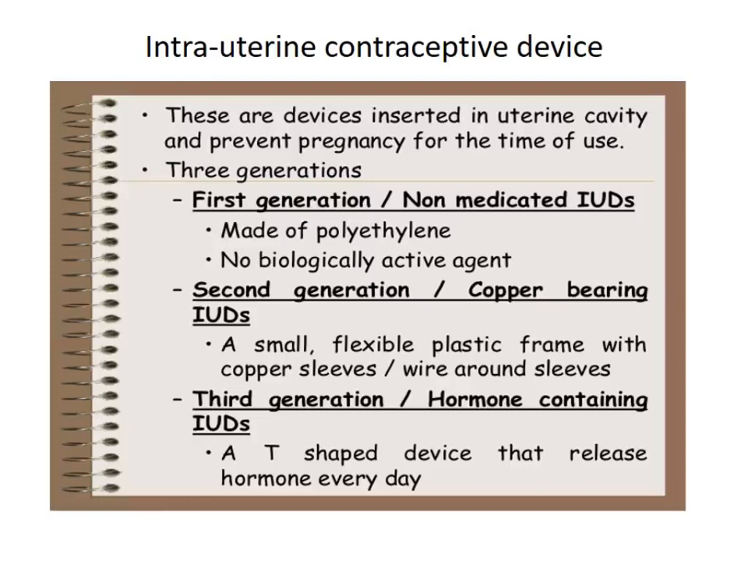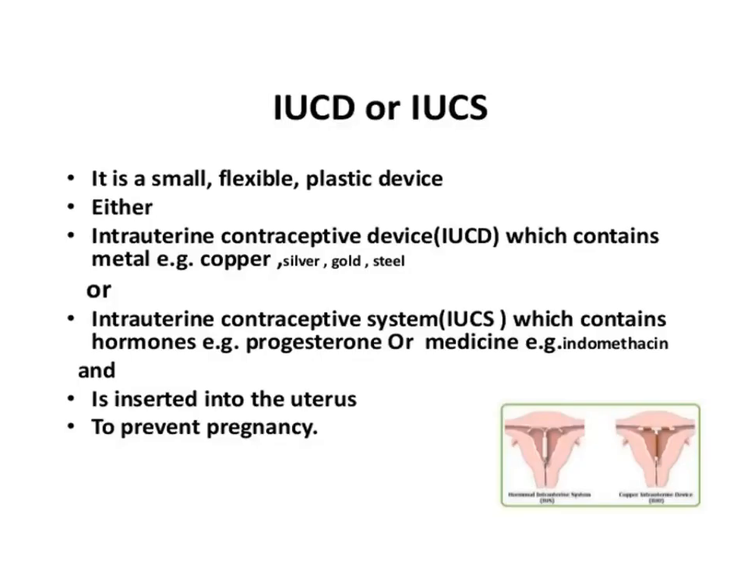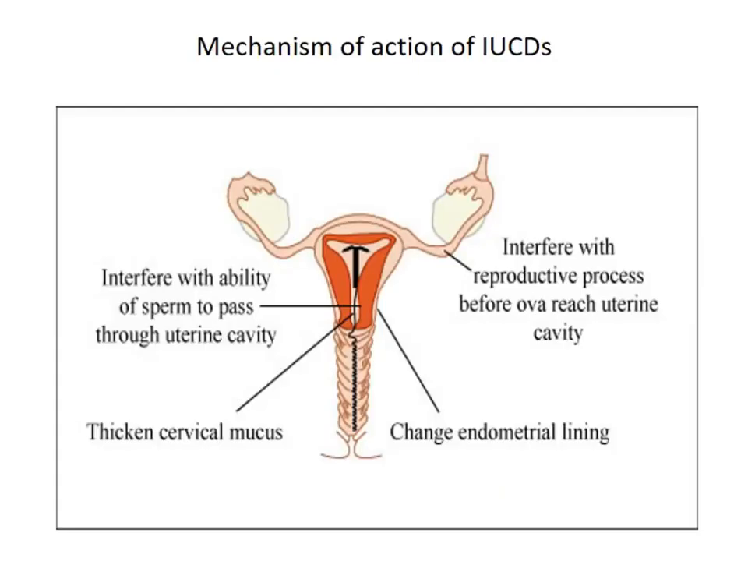And third generation was, instead of metal, we put in hormones. We have seen that if the hormones estrogen and progesterone are changed, ovulation or fertility gets hampered. So these are flexible devices. It could be an intrauterine contraceptive device if you're putting in metal, or a contraceptive system if you're putting in hormones. It is inserted into the uterus to prevent pregnancy. It could interfere with the passage of sperm up to the ovum, and the ovum reaching the uterine cavity. It can thicken the cervical mucus and change the endometrial lining. So these are various methods.